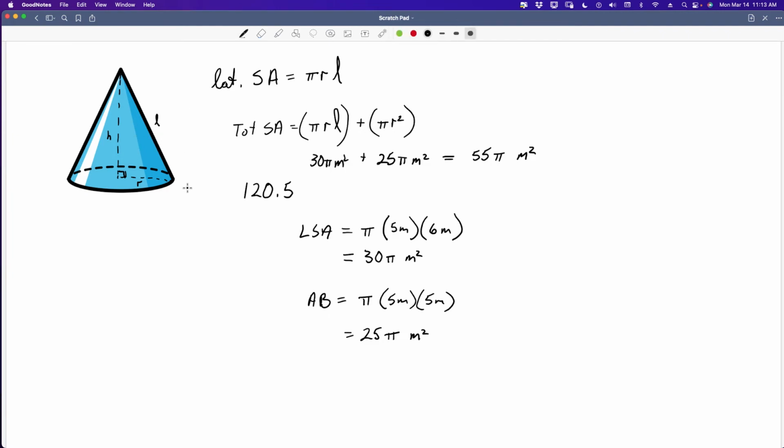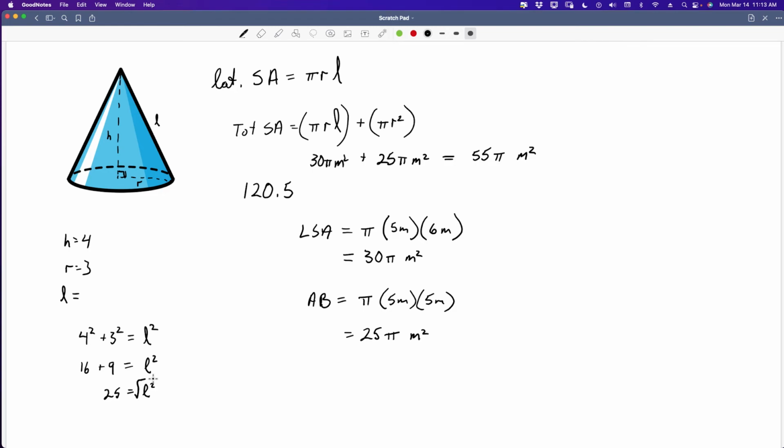If we had to find the lateral slant height, or the slant height of this cone, and let's say we had a height of 4 and a radius of 3, we could use Pythagoras' theorem to find the slant height, which is the hypotenuse. So we would say 4 squared plus 3 squared is equal to L squared. So that would be 16 plus 9 is equal to L squared. That would be 25 is equal to L squared.